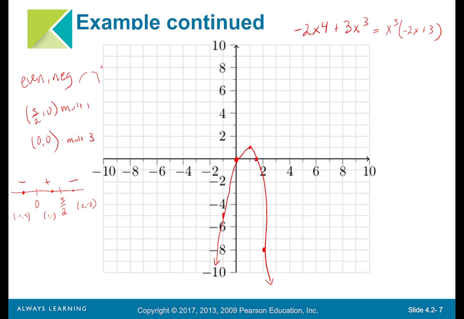Just to check our work, notice we are doing the down, down of even negative. We are crossing the axis at our odd multiplicity x-intercepts. And we do actually go from below the axis to above the axis to below the axis. So all of that looks correct.